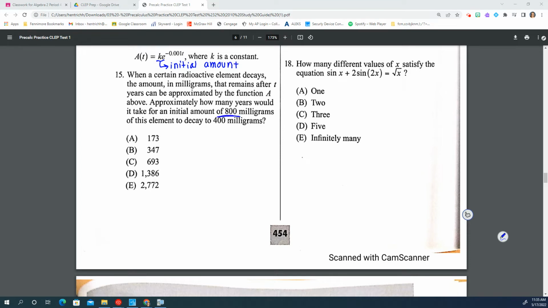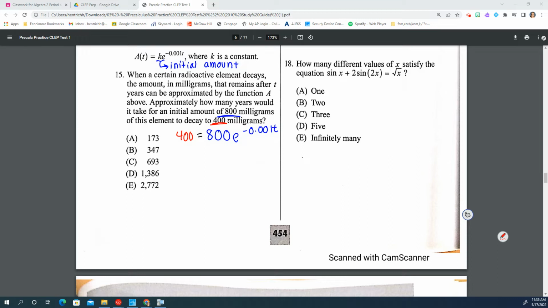So if we have 800 milligrams, I'm going for my initial amount. When is my amount going to be 400? If you don't know how to solve this, you could plug this into y1, y2, find where they intersect. If you're in a panic and you just draw a blank. We're still on the calculator portion, right? Yeah. So you could do that, but again, for sake of let's review logs and stuff.